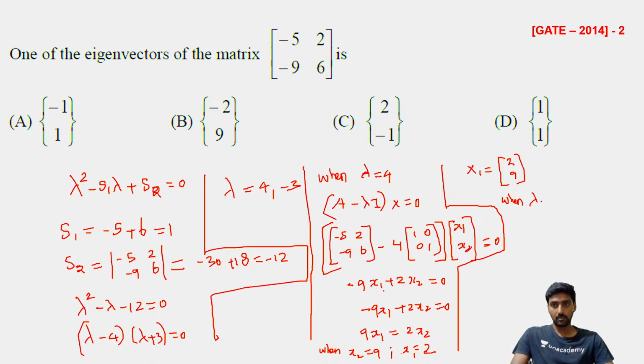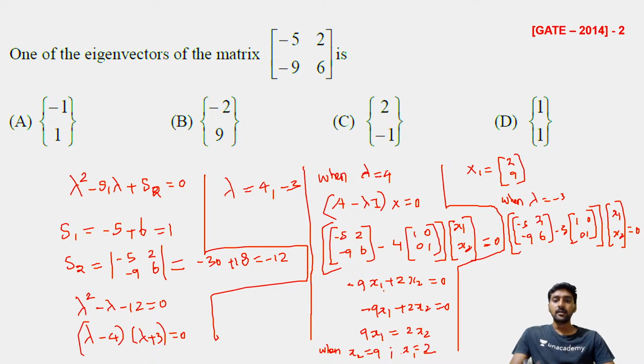Next, when lambda is equal to minus 3. Same: minus 5, 2, minus 9, 6, minus 3 times 1, 0, 0, 1, into x1, x2, it's equal to 0. Is it okay now? Yes or no?